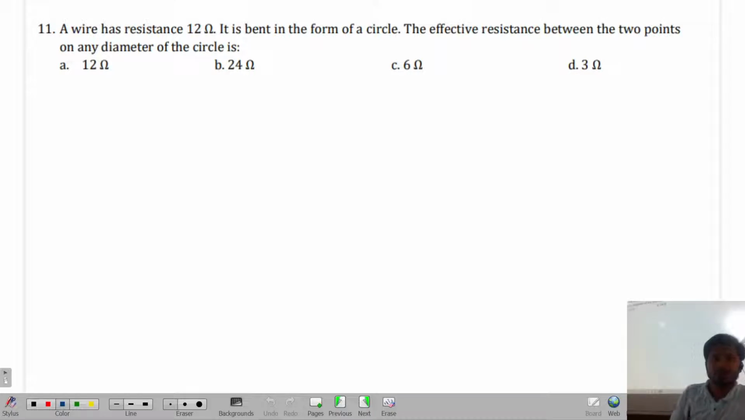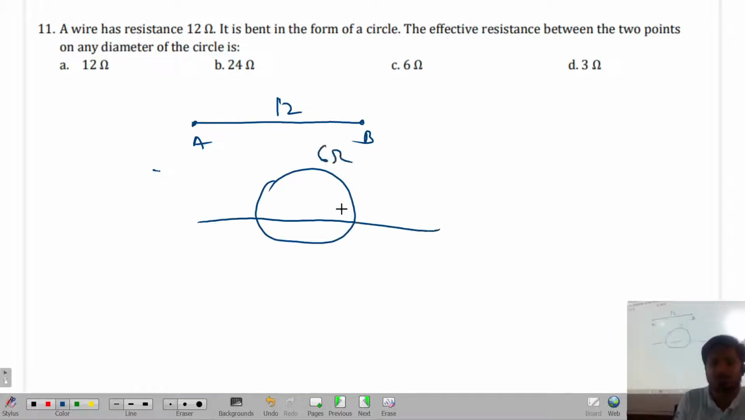Do this fast. A wire has a resistance of 12 ohm. It is bent in the form of a circle. Find the effective resistance between 2 points of any diameter. I have done it. Points A and B. 12, circle, north part 6, south part 6. Answer is 6 into 6, divided by 6 plus 6, so 36 over 12. 12 3s are 36.